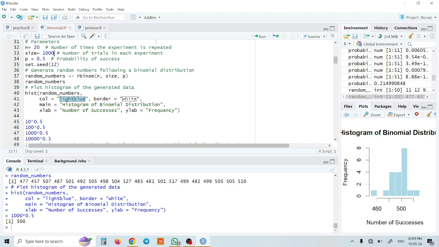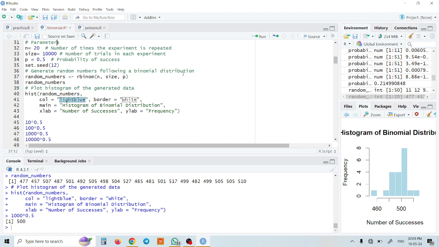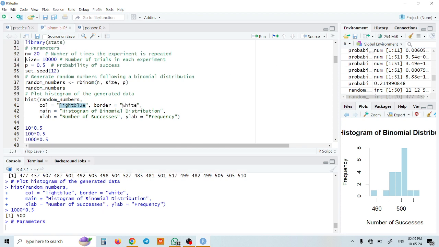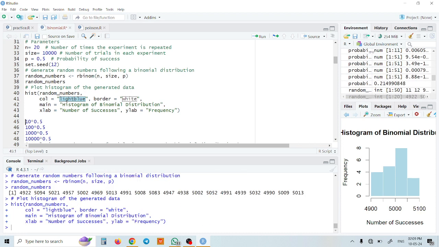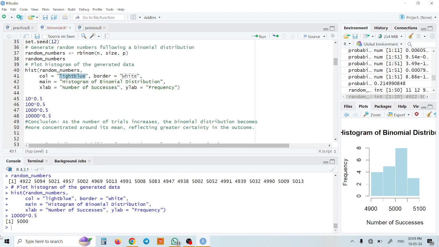Let us increase it a little more, okay. From 1,000 we are making it 10,000, and then we will see what will happen to the distribution. I'm running everything again, and this time what is the mean? Let us run this, and the mean is 5,000, okay. The average number of successes will be 5,000, okay.